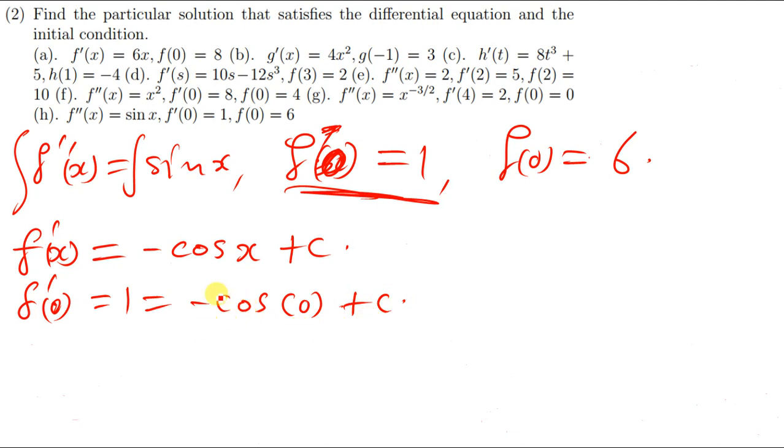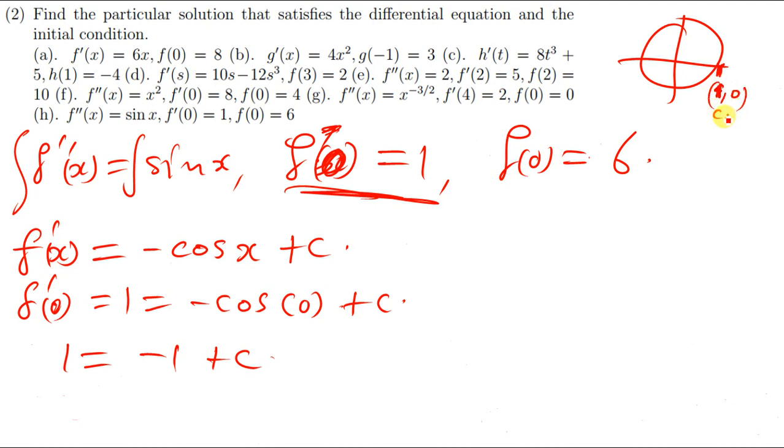So what is cos 0? So cos 0 is simply just 1. So this equation can also be written as 1 is equal to negative 1, then plus c, because we know that cos 0 is 1. When you look at the unit circle, it's like this. Then we read the coordinates. The coordinates at this point are just 1, 0. Then we read them as cos, sine. So cos 0 is simply just 1.